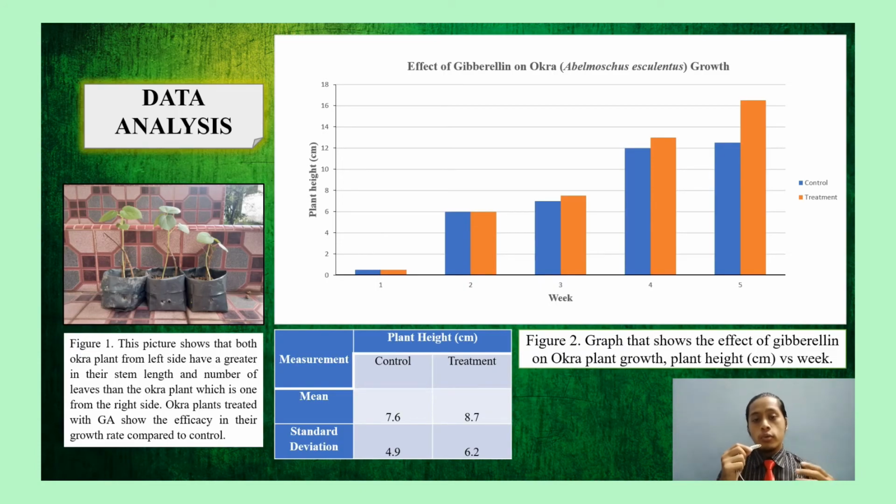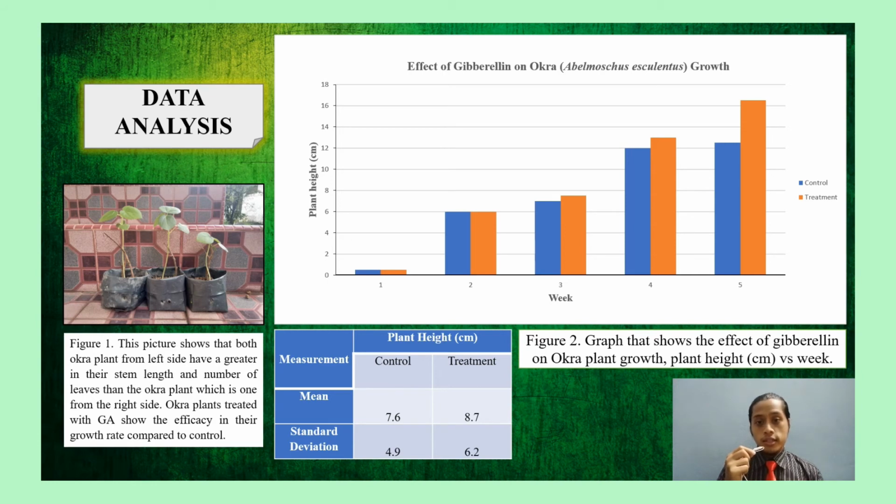Okay, after we have done our observation, we calculated their standard deviation and mean. For the control, the mean is 7.6 and the standard deviation is 4.9. While for the treatment, the mean is 8.7 and the standard deviation is 6.2, from which we can conclude that the plant treated with Gibberellin is significantly higher than the control.